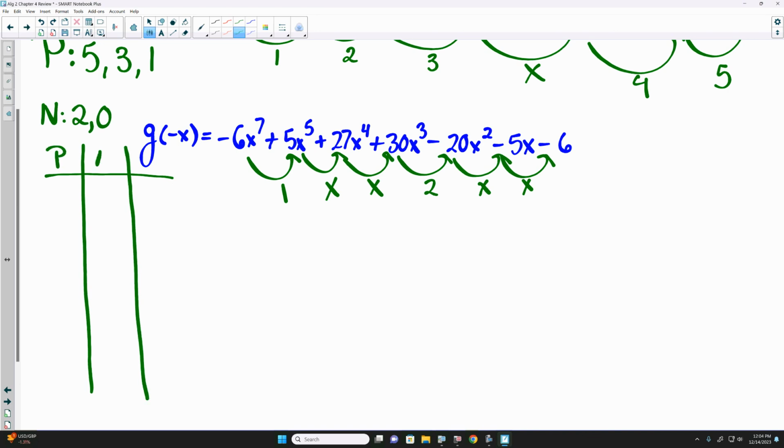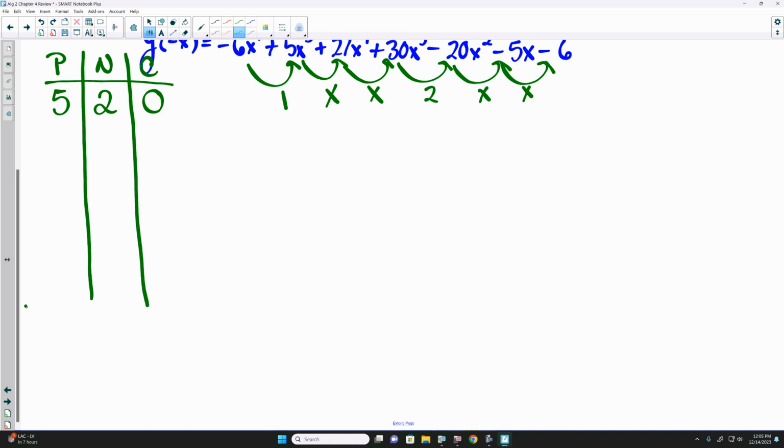Now we're going to set up our table, positive, negative, and complex. And we always start out with the most positives and most negatives, 5 and 2. Now the degree for this is what? Degree for this, biggest exponent. 7. So the number of solutions should always be 7. If we have 5 positives and 2 negatives, that gives us a total of how many? 5 plus 2. Do we have all 7 solutions? So that means the number of complex is 0.